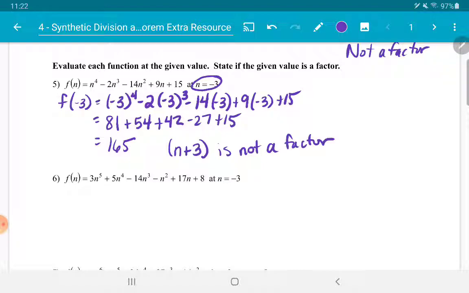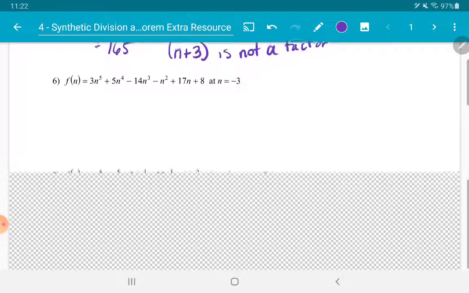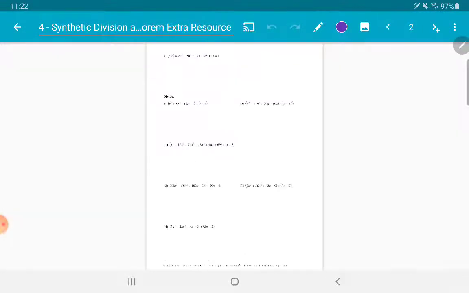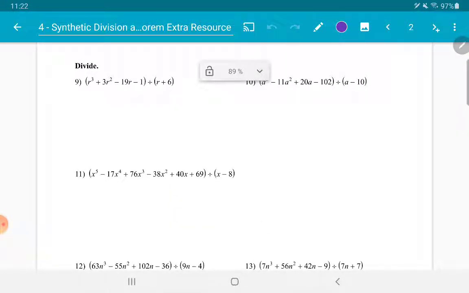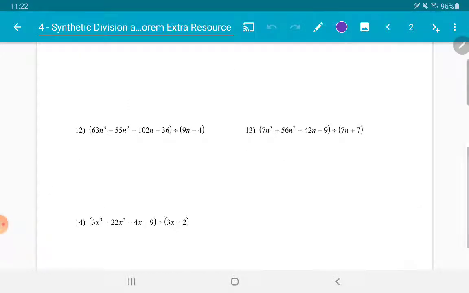Okay, so then continuing down onto the next page of this, just actually dividing those. We've looked at some already that are just basic binomials, but I want to look at a couple that are a little different. So if we look at maybe 13, or any of these, 12, 13, or 14.